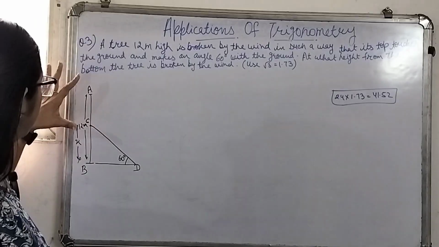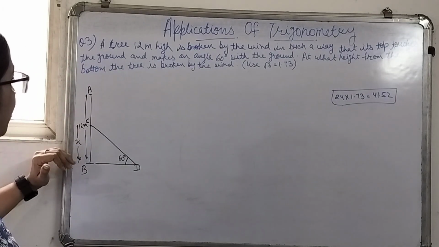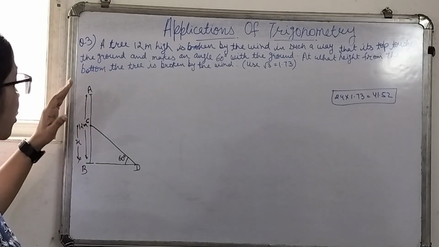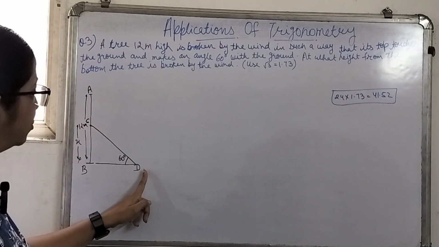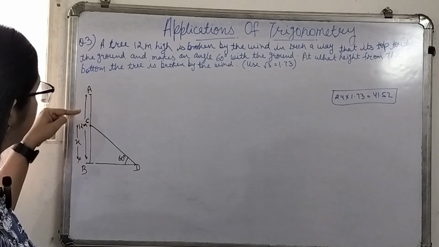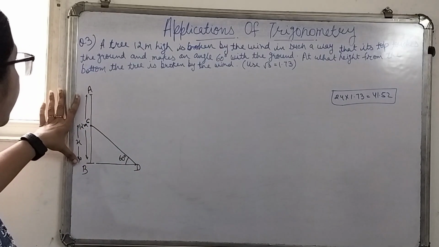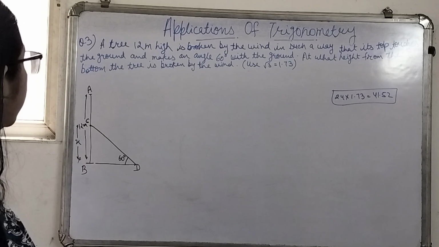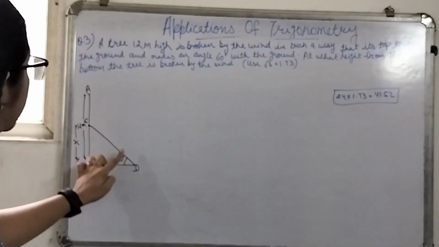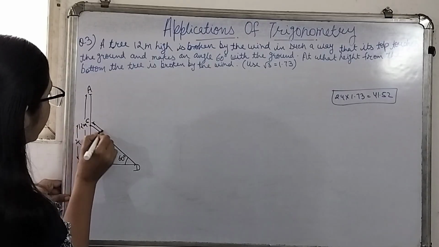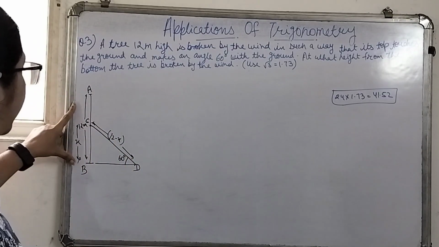So what is the question? We have assumed that AB is the tree, and because of the wind from point C it is broken. That means the AC part is now touching the ground. That means AC is equivalent to CD, and the total height of the tree was 12 meters. If this height CB is x, this CD will be 12 minus x, because the total height was 12.